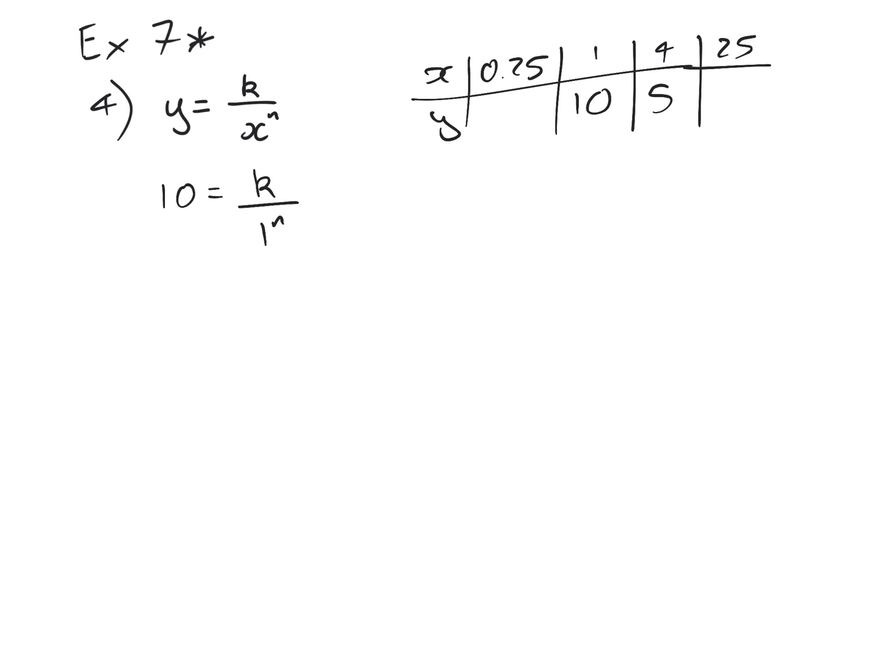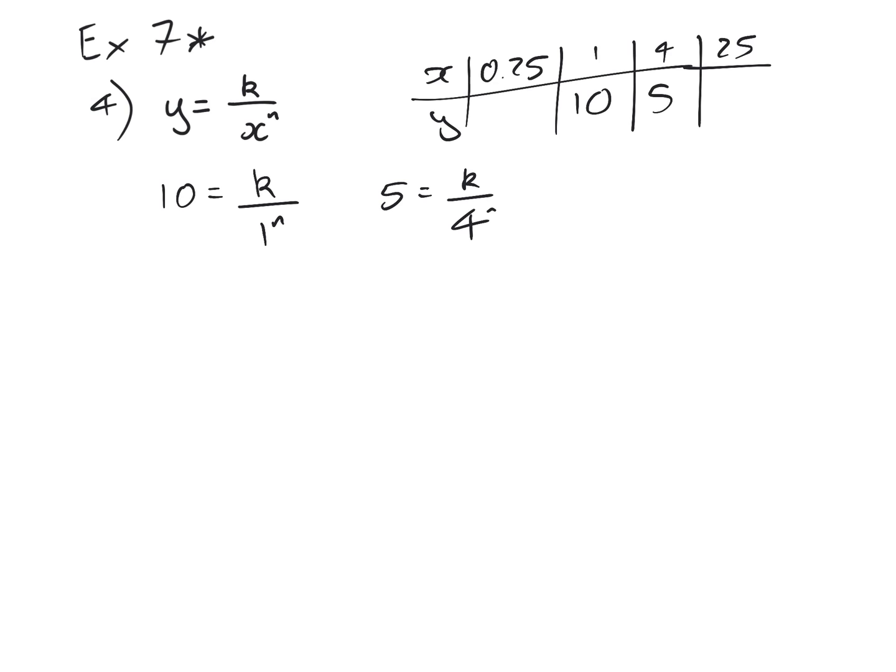And we also know the other one. So what would be the other thing that I would write, Nick? If 5 equals k over 4 to the n. Brilliant. Yep, lovely. So I've now got two equations and two unknowns. So I should be able to solve these.